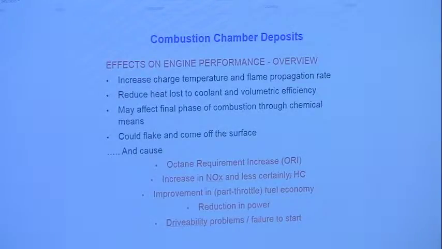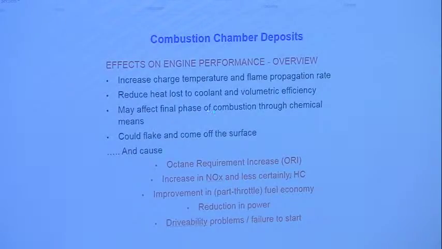And what are these effects? Essentially, they increase the charge temperature and affect the flame propagation rate. You can measure this, in fact, as deposits grow in the engine. They are very good insulators. They reduce the heat loss to the coolant. And they also reduce, for the same reason, volumetric efficiency.